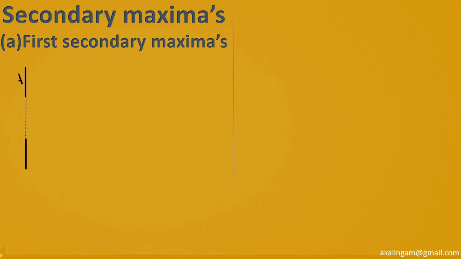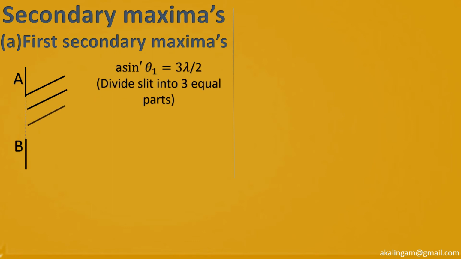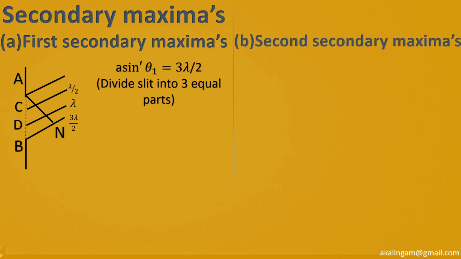I am considering a slit with a fresh source of disturbance A and B. Now I am dividing the slit into 3 equal parts, whereas, for differentiating the minima and maxima, a sin dash theta 1 is equal to 3 lambda by 2, dividing the slit into AC, which is equal to lambda by 2, CD lambda, DB 3 lambda by 2. Next, second secondary maxima.